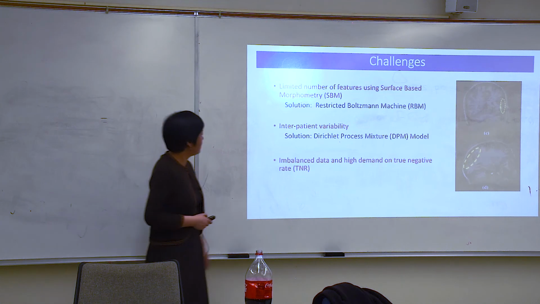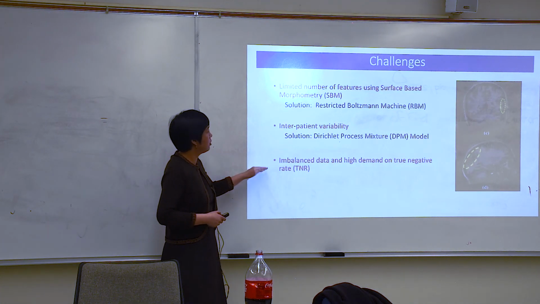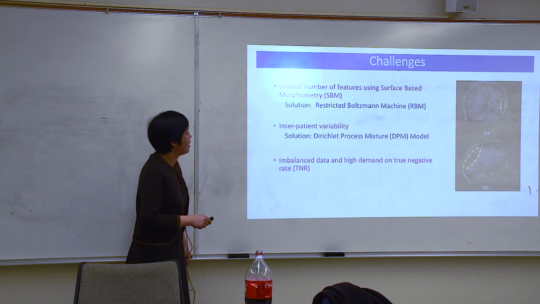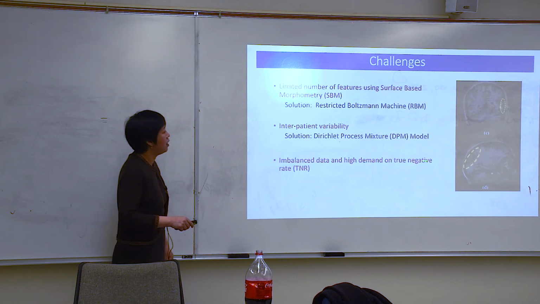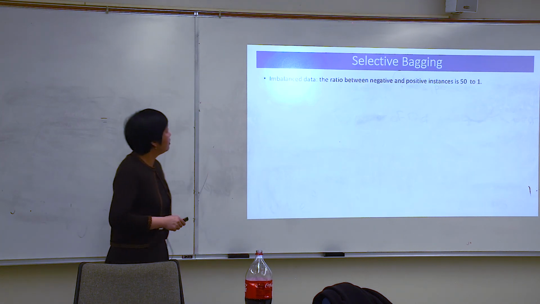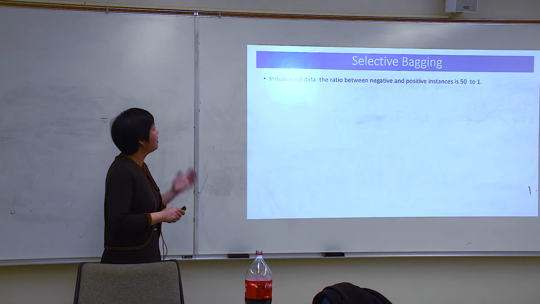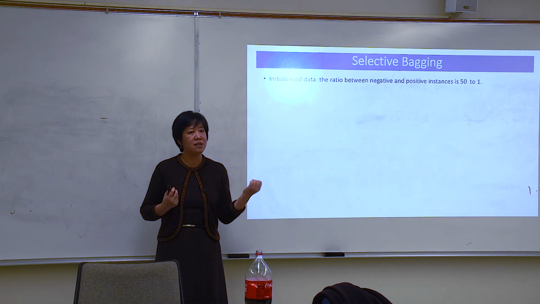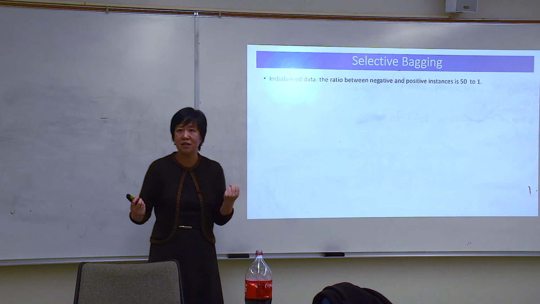And lastly, I want to mention there's a special requirement for this task. It's the so-called imbalanced data, and there's a high demand on true negative rate. So what is this? First of all, our positive data and negative data don't have the same number of instances, because, remember, we had like 160 thousand positive instances and over 8 million negative instances, right?